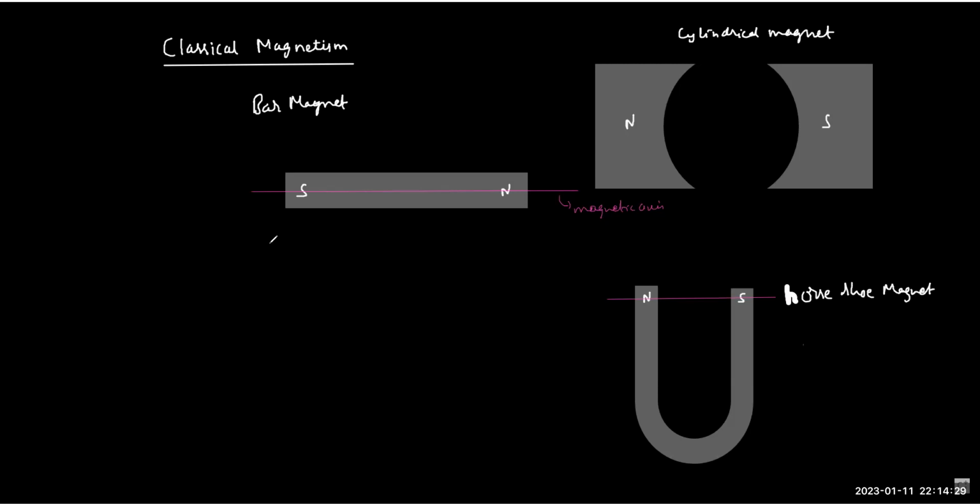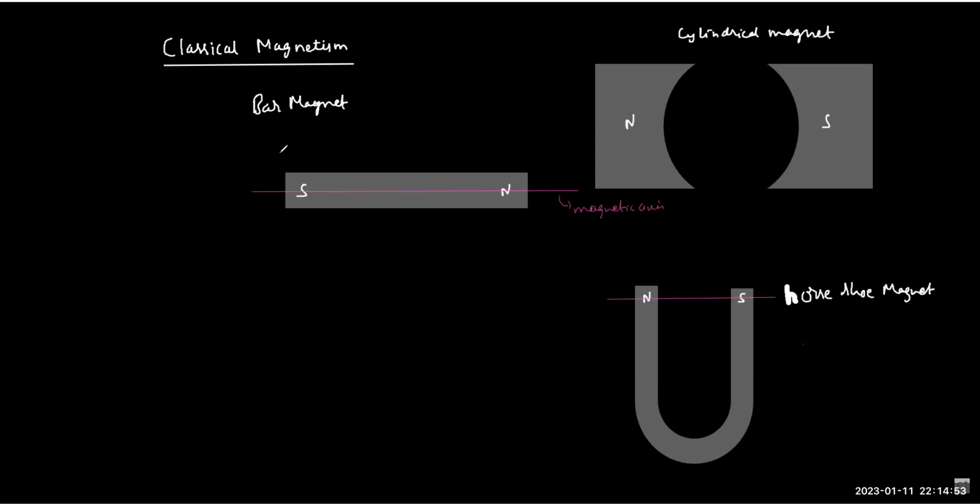Now the poles of a magnet are the points at which the force of attraction between the iron filings and the magnet is maximum. So you can just take a bar magnet or any magnet and sprinkle the iron filings around it. You can see the location at which the concentration of the iron filings is maximum is the pole actually.